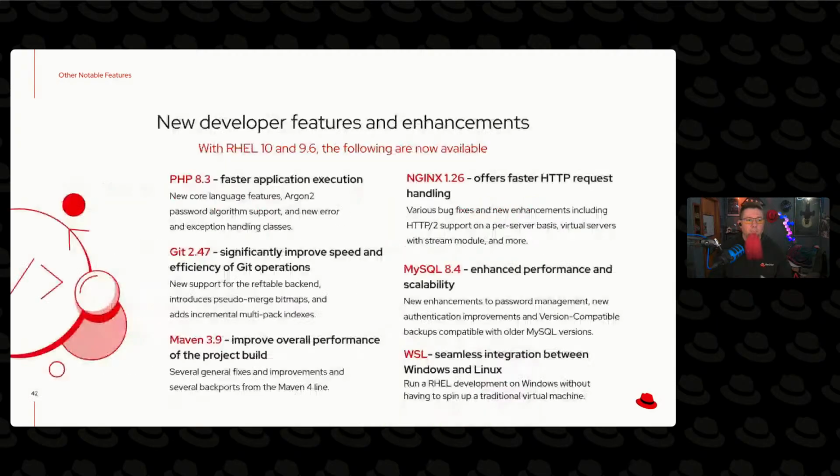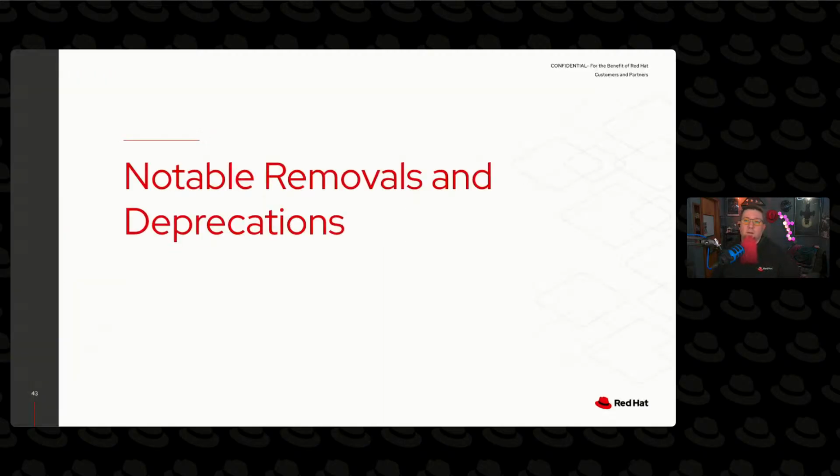All right. We have some new developer features and libraries with RHEL 10 and 9.6. So the newest releases of these packages are PHP 8.3, Nginx 1.26, Git 2.47, Maven 3.9, MySQL 8.4, and of course that support that I mentioned earlier to build images for the Windows Subsystem for Linux. So all useful things. All right, and as always, with all the new features come some features that are going away, and I'd be remiss to not tell you about them in this live stream.